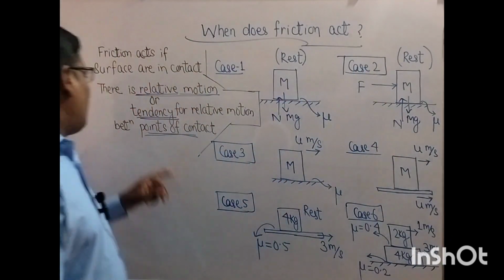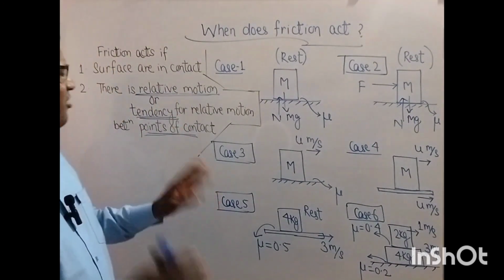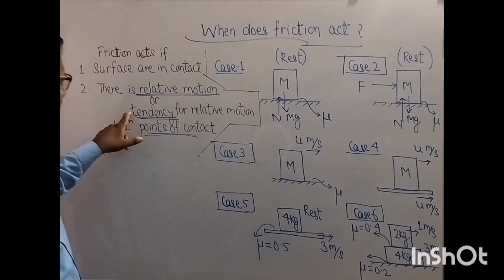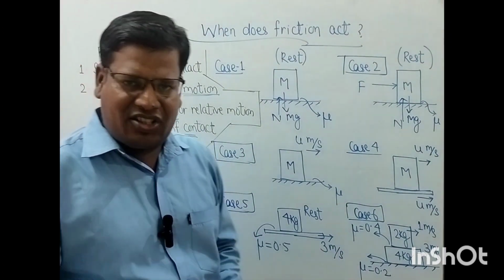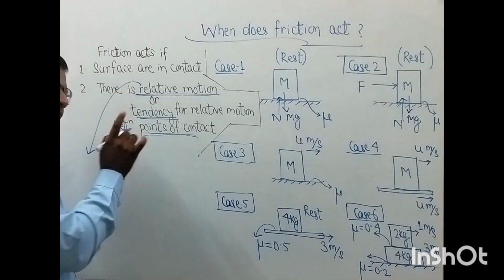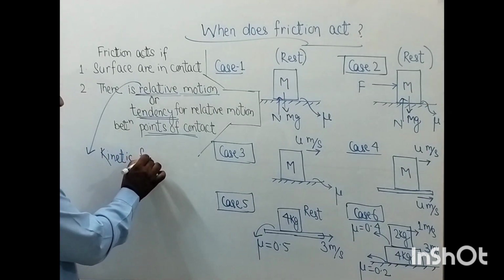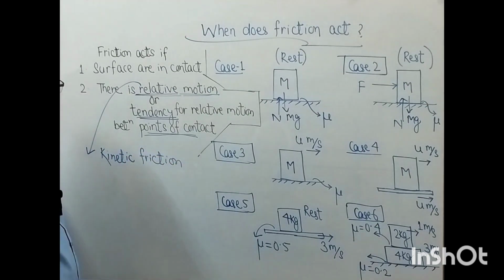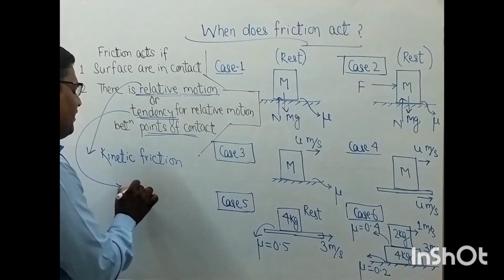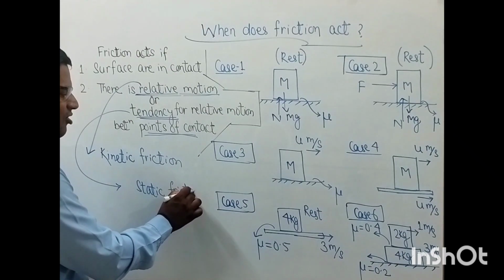Coming here. So what we have found, friction acts when there is relative motion or tendency for relative motion. Now, if friction is acting because of relative motion, that's kinetic friction. And if friction is acting because of tendency for relative motion, that is static friction. I am repeating. So if friction is acting because of relative motion, then it is kinetic friction. And if friction is acting because of tendency for relative motion, then it is static friction.